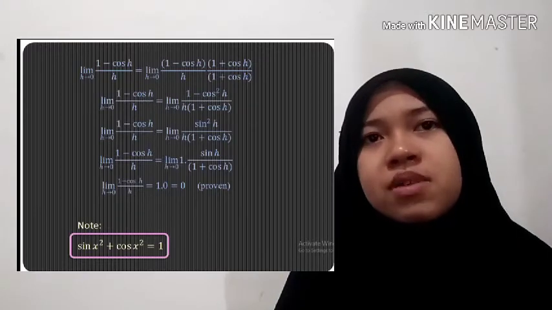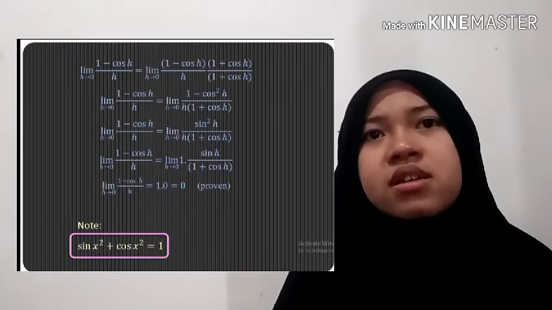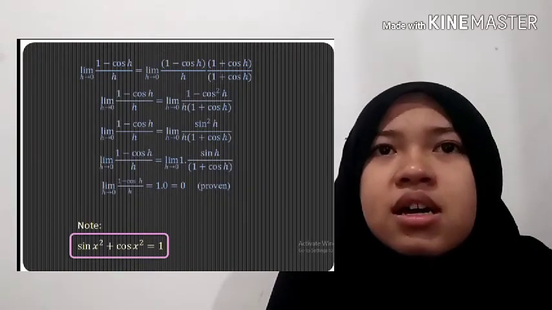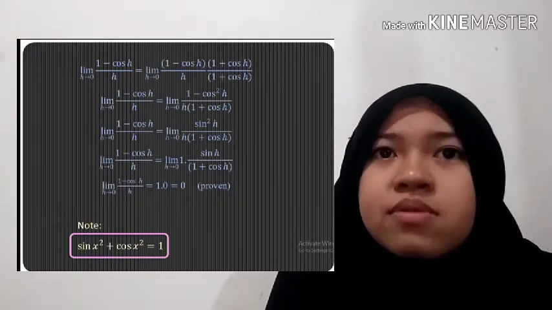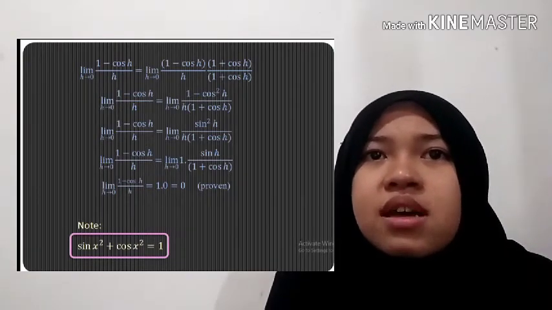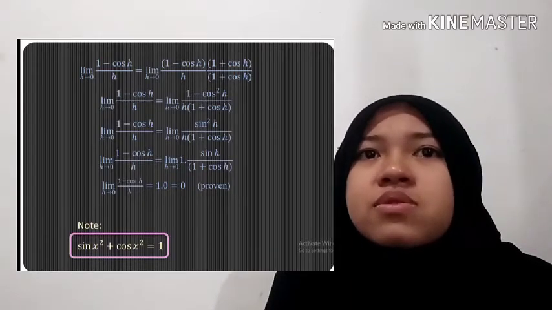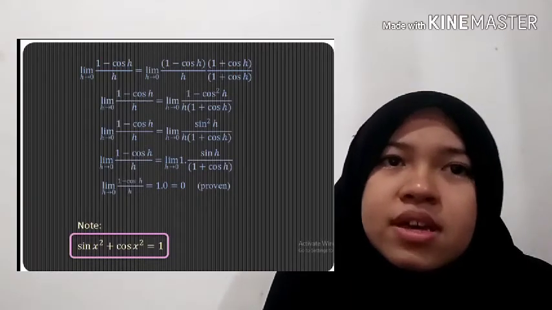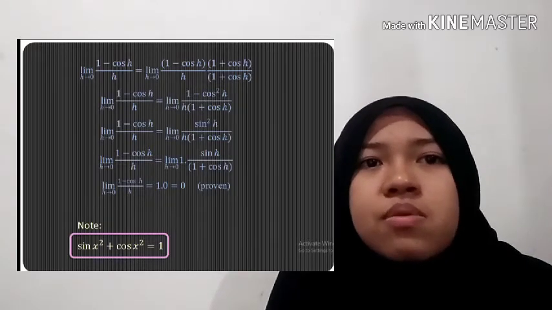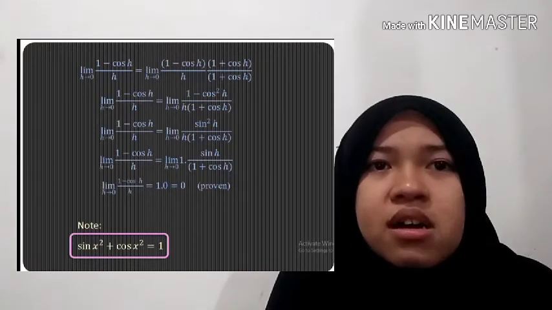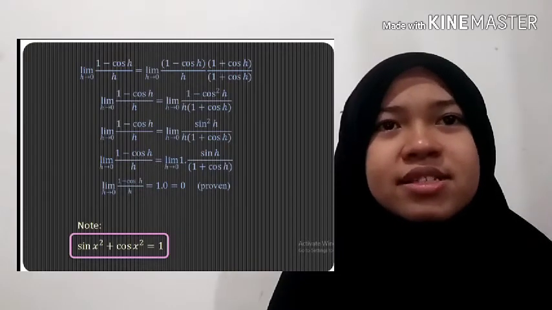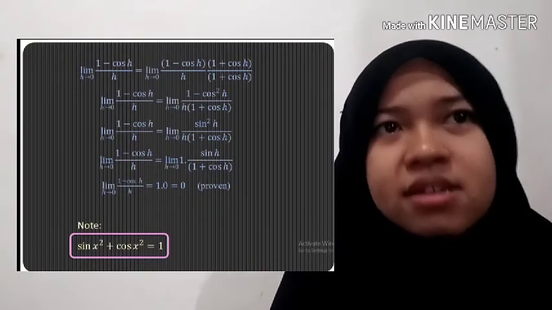If we multiply a number by its identity, it is equal. And by using the trigonometric identity, we know that sine squared of h plus cosine squared of h is equal to 1. The last, we get the limit as h approaches 0 of the function (1 minus cosine theta) all over theta is equal to 0. Okay, let's continue with the main topic.